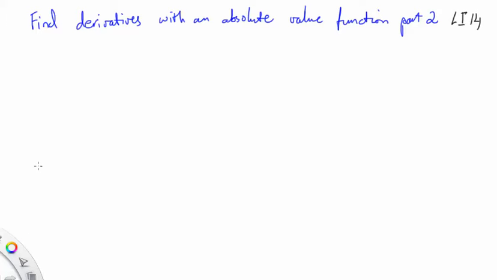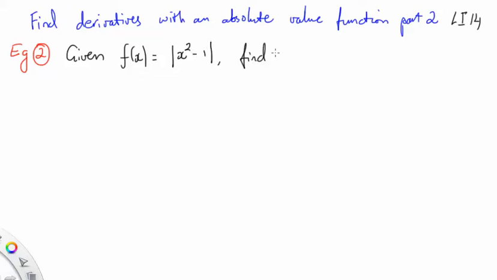Hello, in the previous video we looked at the derivative of the absolute value function. In this part we're going to apply it to a trickier example, and this is for learning intention 14. So a question might look like, given f of x equals the absolute value of x squared minus 1, find f dash of x.